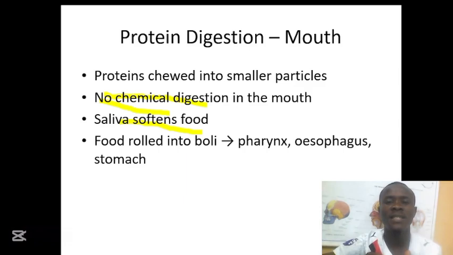So after the teeth have chewed the food into smaller particles, and saliva has softened the food, that food will be rolled into a small ball-like structure called the bolus. After that, that bolus will pass through the pharynx into the esophagus. In the esophagus, the food moves in a wave-like manner called peristalsis.